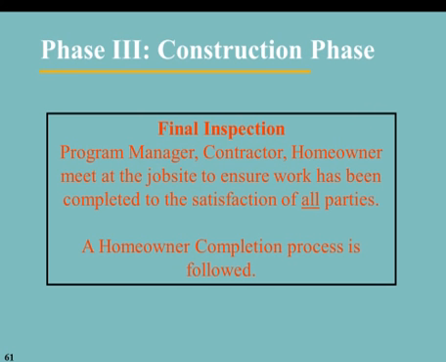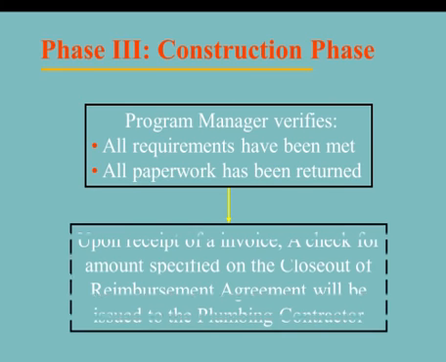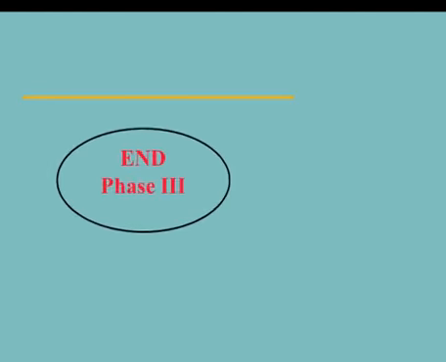For the final inspection, you're going to need to be there along with me and the contractor so we can all look each other in the eye and say, yes, we're happy, or not. I'll verify that all requirements have been met and I have all the paperwork. And when I get a receipt of an invoice from the contractor, the city will cut a check to the contractor.